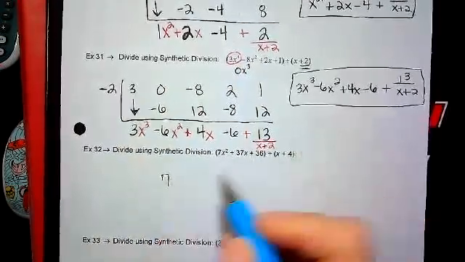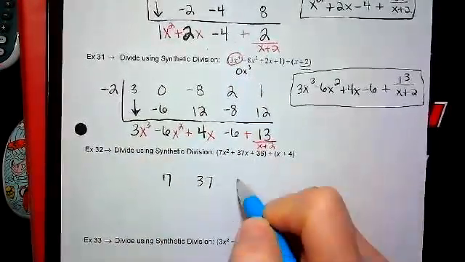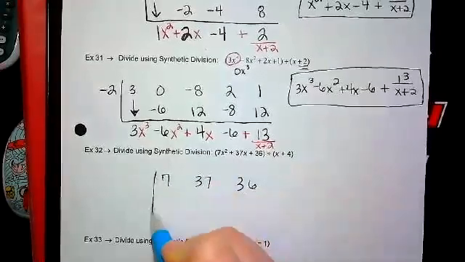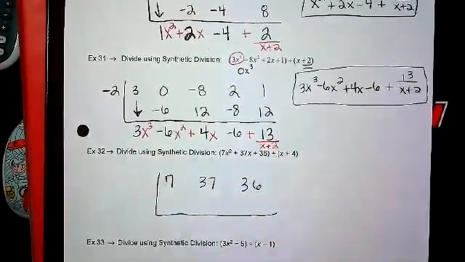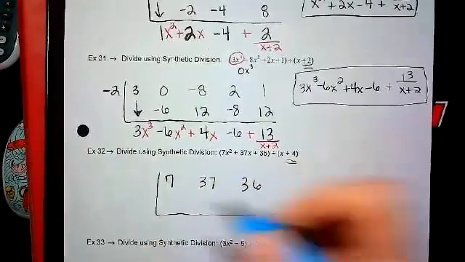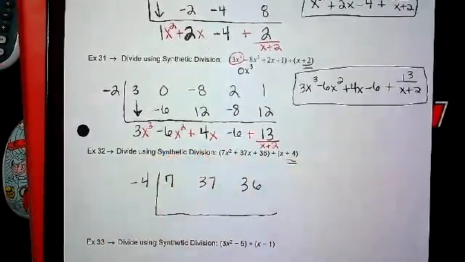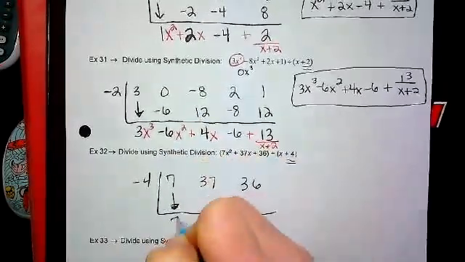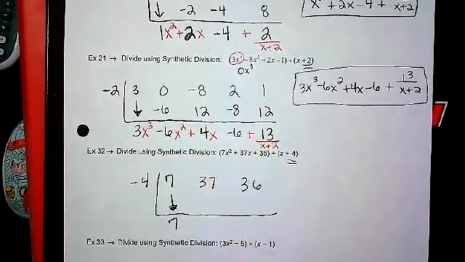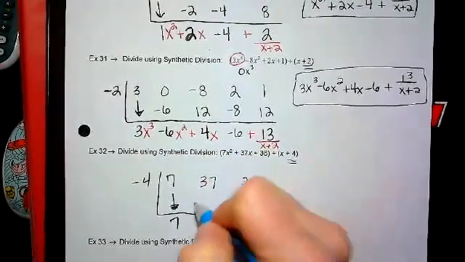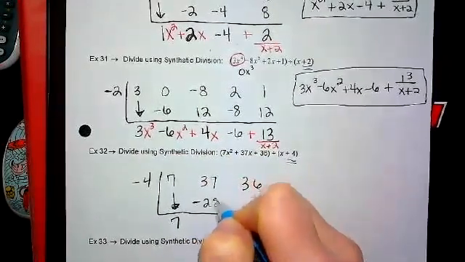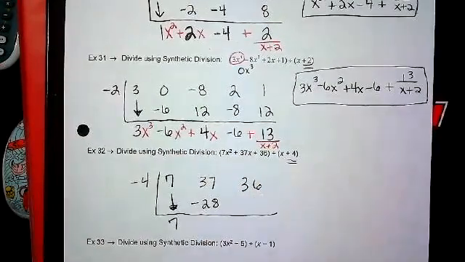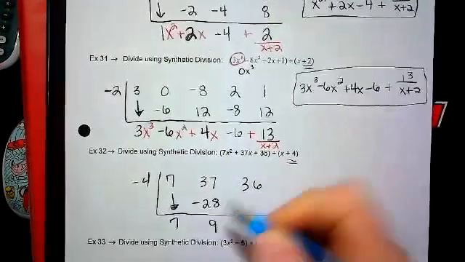So I have 7, I have a 37, and I have a 36. And then I call this an upside down division hat. And since that is a positive 4, I'm going to use a negative 4 over here this time. So what we're going to do is bring down that first term. This time it's a 7. So we'll say negative 4 times 7 is a negative 28. 37 minus 28 is a positive 9.